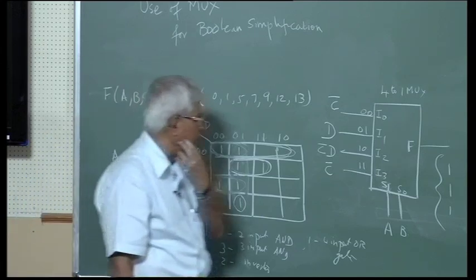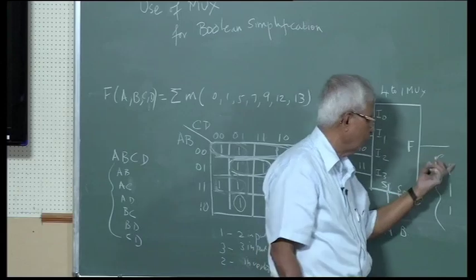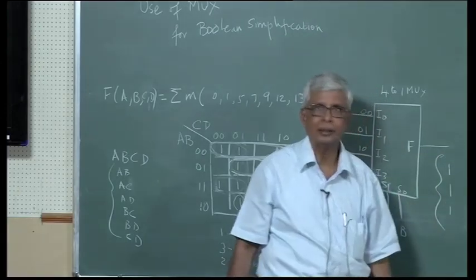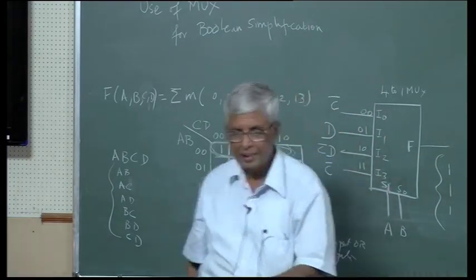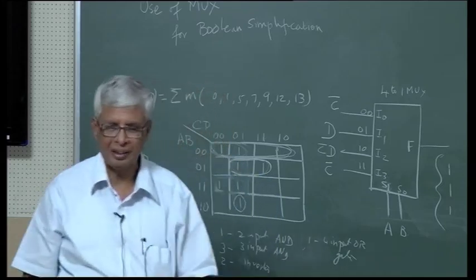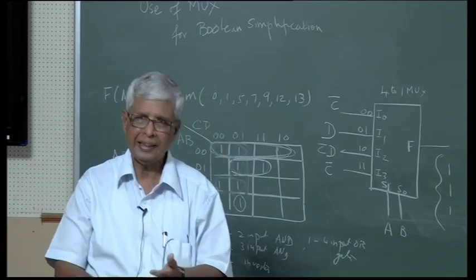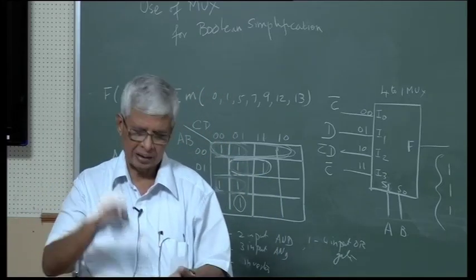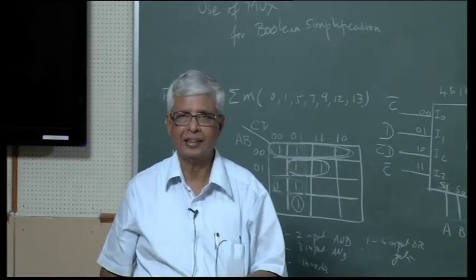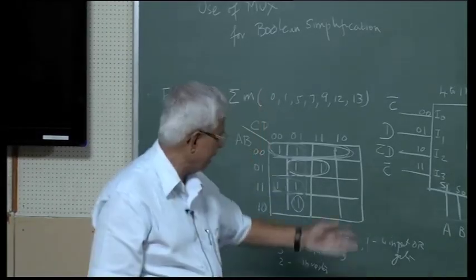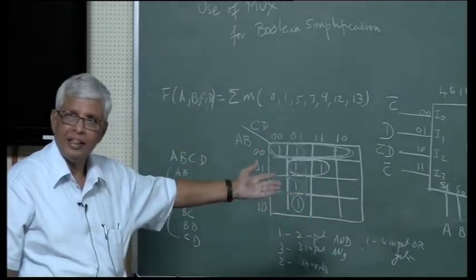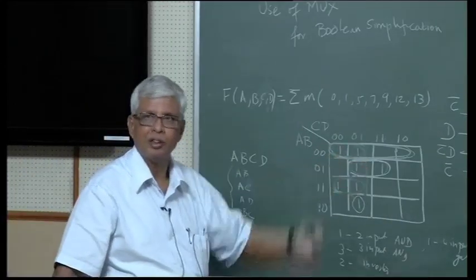Here I use 1 inverter, 1 4 to 1 mux, 1 2 input AND gate. Not only that, do not worry about the cost or power, everything is low. As I said, reliability is more, power consumption is less, cost is less, size is less. But more than that, it is a very elegant representation of the Boolean function.